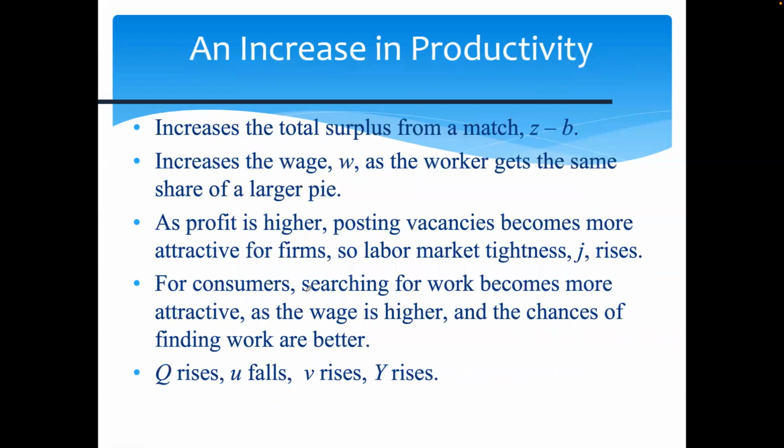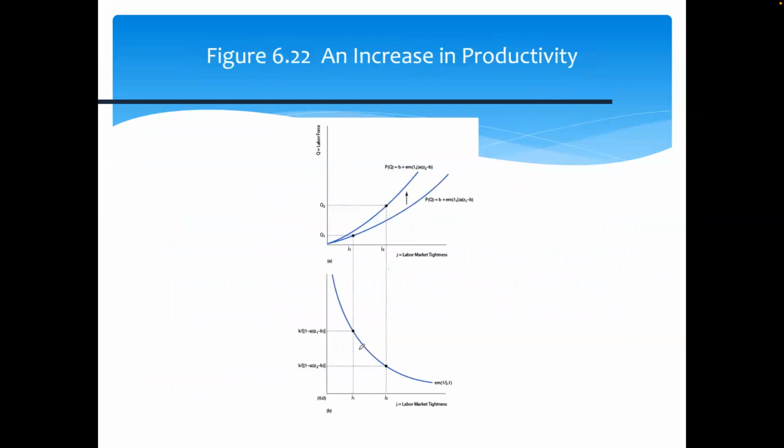Now let's look at a second scenario: an increase in productivity, Z increases. Clearly, the total surplus is going to increase. So let's use the graph again. Look here, the total surplus increases immediately. J is going to increase, because essentially it becomes more attractive. There's more surplus to extract, so firms are more likely to offer vacancies. So J increases, which immediately means Q increases.